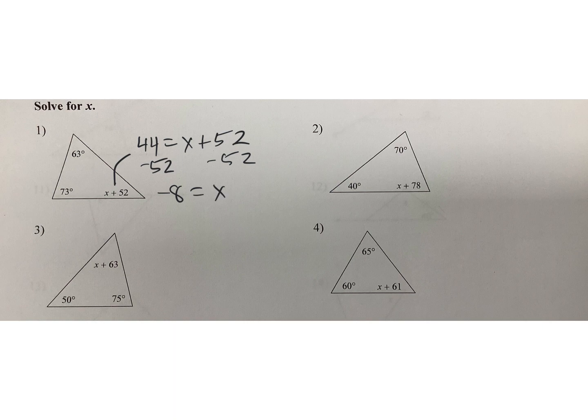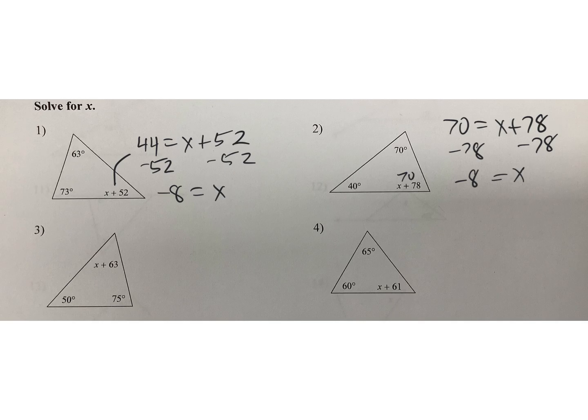Number 2, again, triangle sum theorem. So you take 180 minus 70 minus 40, and that leaves you 70 for that angle. So 70 equals x plus 78. Subtract 78, and you get -8 again.